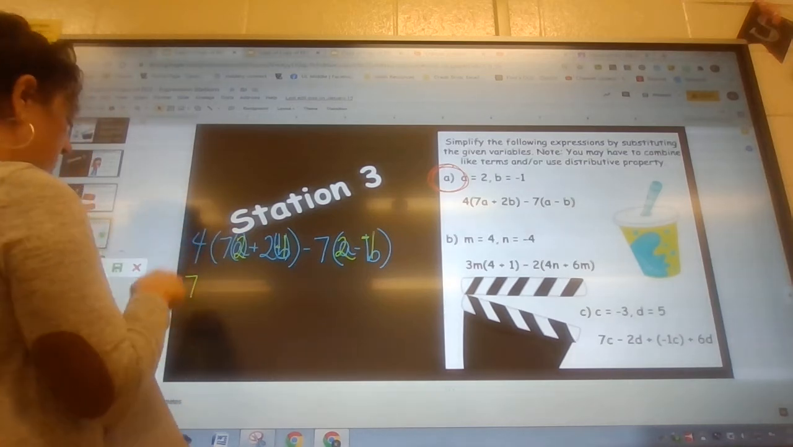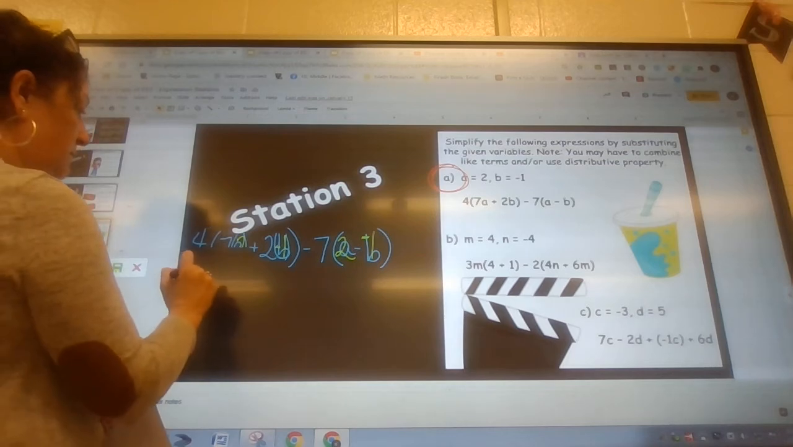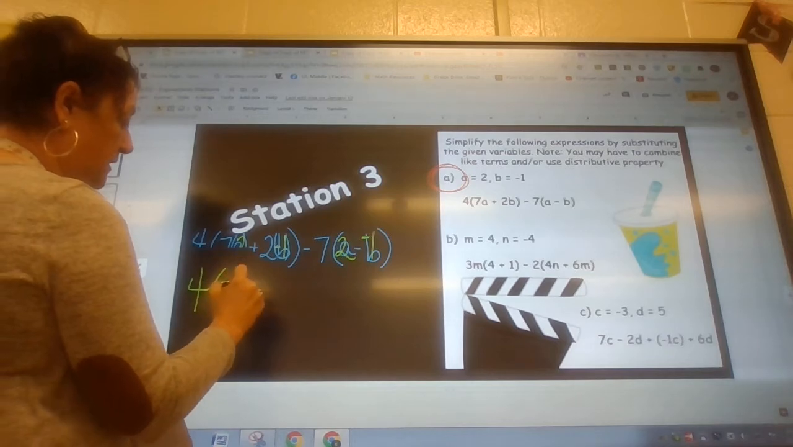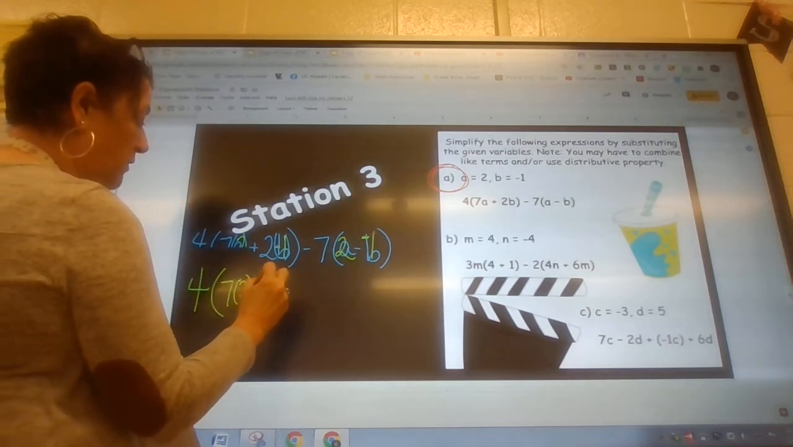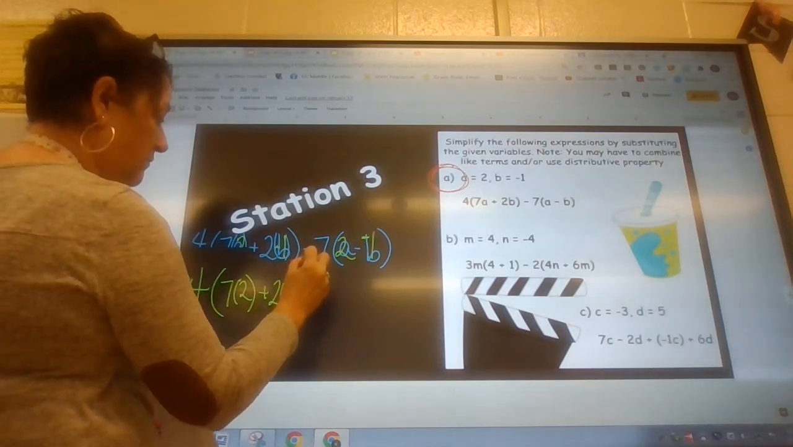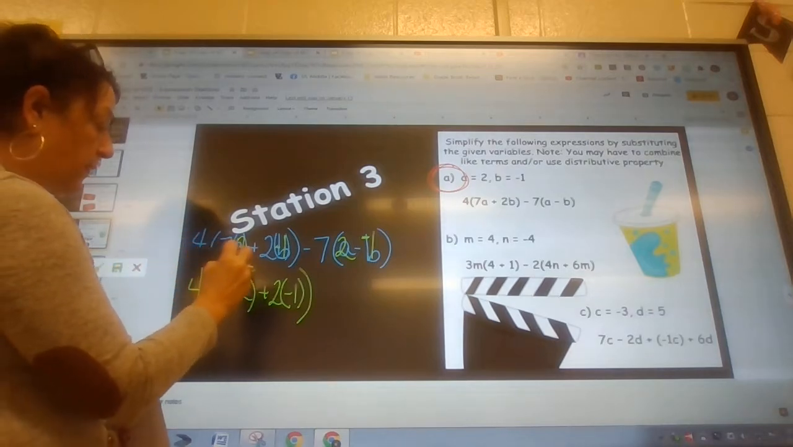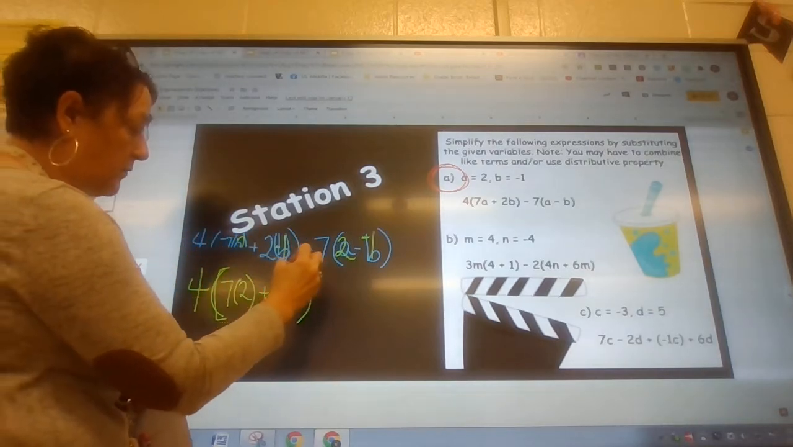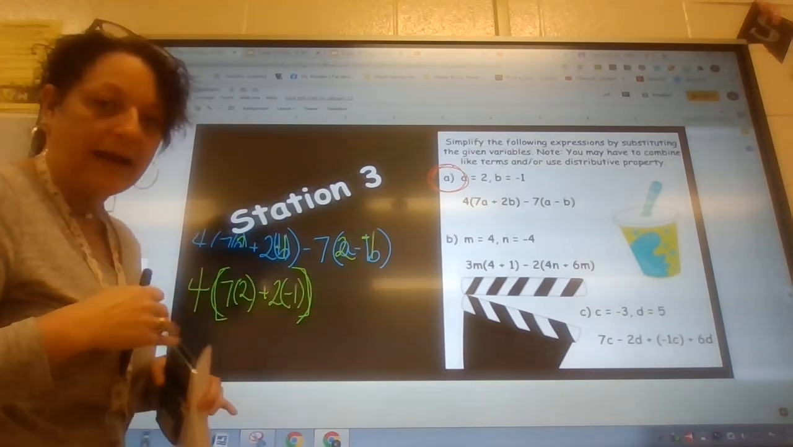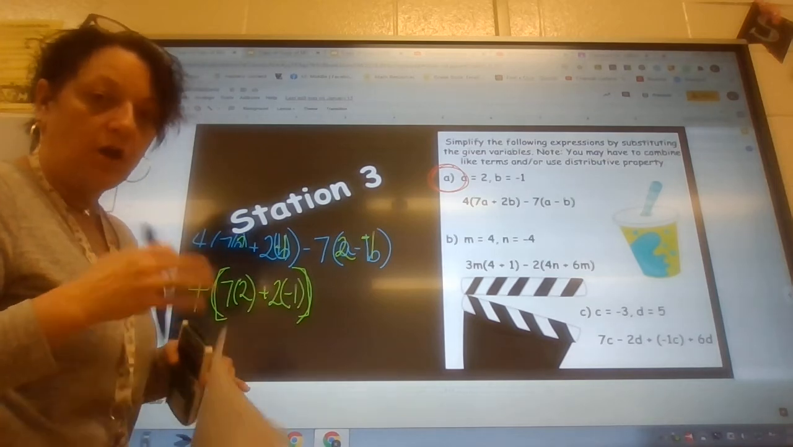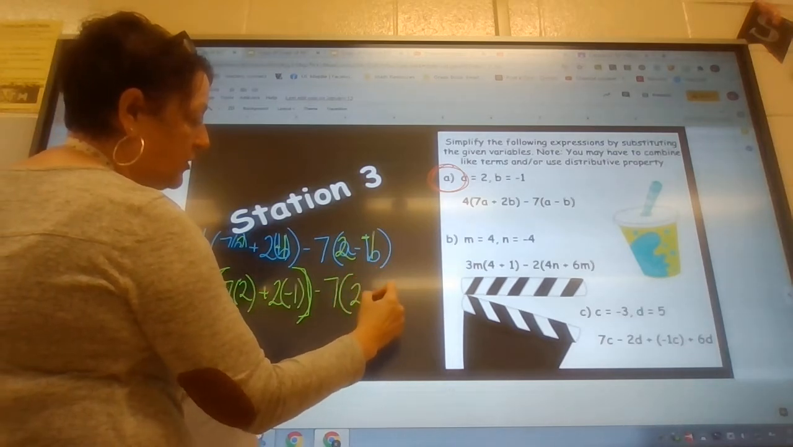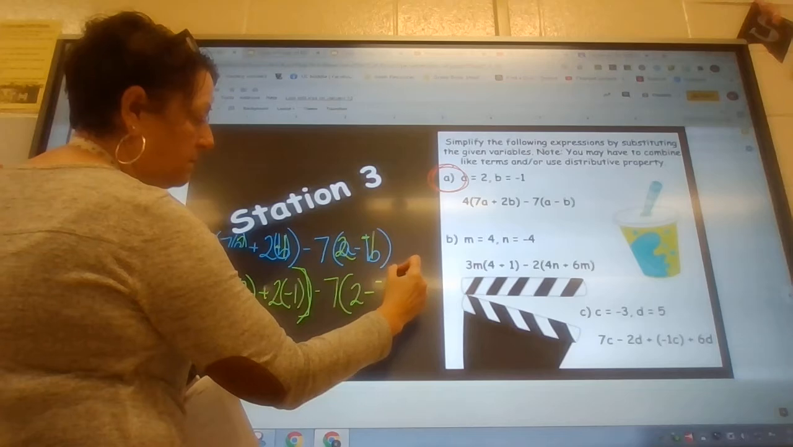4 times 7 times 2 plus 2 times negative 1. Got 2 parentheses there. When you have parentheses like that, you can use what we call a bracket. Brackets are nothing more than another form of parentheses. Minus 7 times 2 minus a negative 1. Okay?